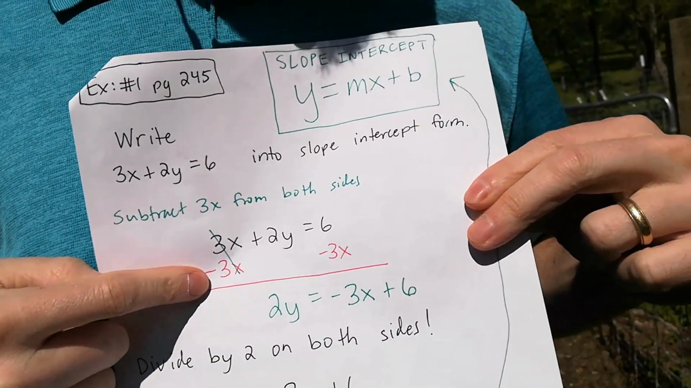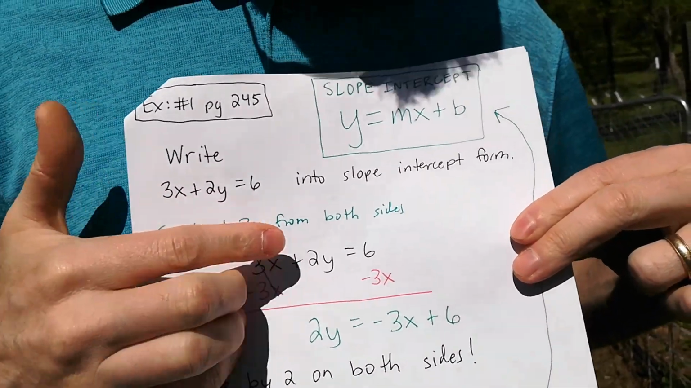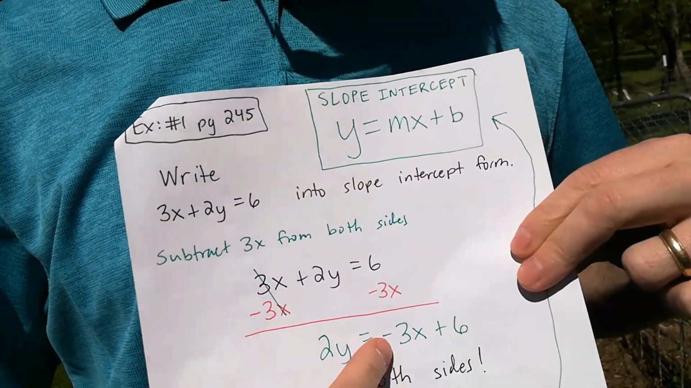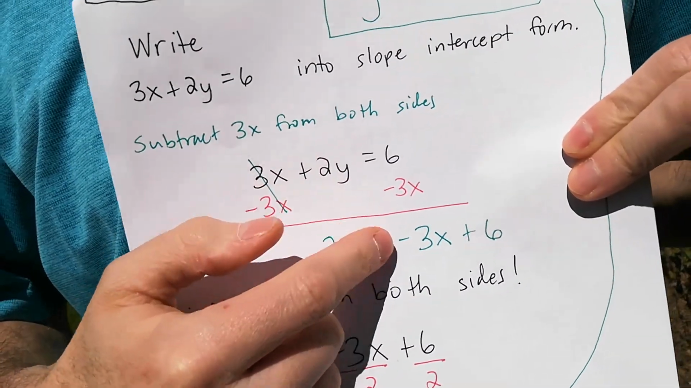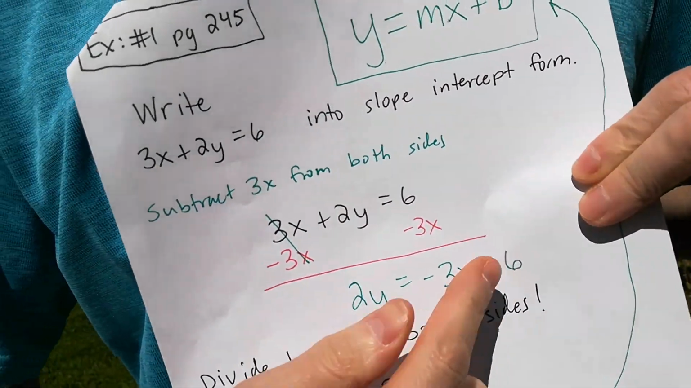When I subtract it, it goes away here. All I have is the 2y. When I subtract it from this side, a little hint: you always want to put it in the front. So when we subtract 3x, we put it in the front right there, and then put the 6 at the end.